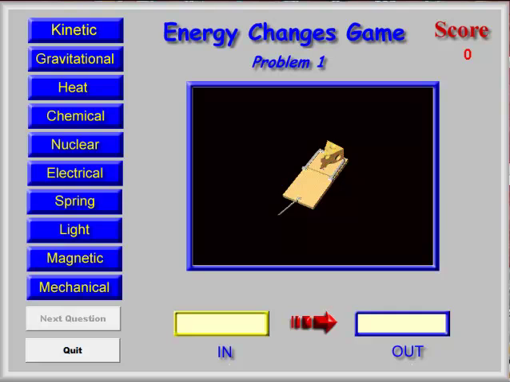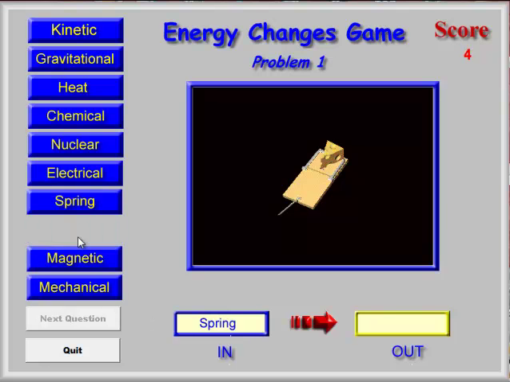So here's the first example. It's a mousetrap, and students will start to see whether they can understand that the original energy is spring energy. And then, let's see, light energy, heat energy, obviously, very good, mechanical energy in the mechanism of the spring.